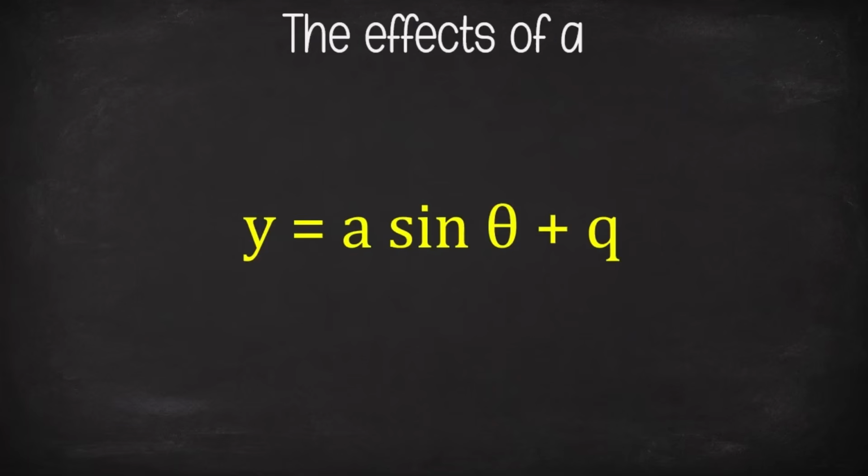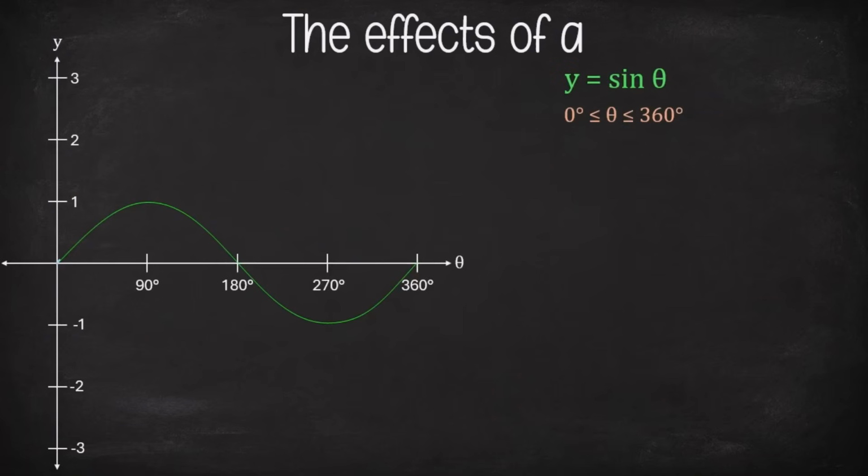Remember, we are working with graphs in the form y equals a sin theta plus q. So for now, we are only going to make changes to a, and we are going to leave q equal to 0. Now let us look at our basic sin graph, y equals sin theta, which we drew in the previous video, and we are going to compare this graph with y equals 2 sin theta. The only difference now is that we have a 2 in front of sin theta.